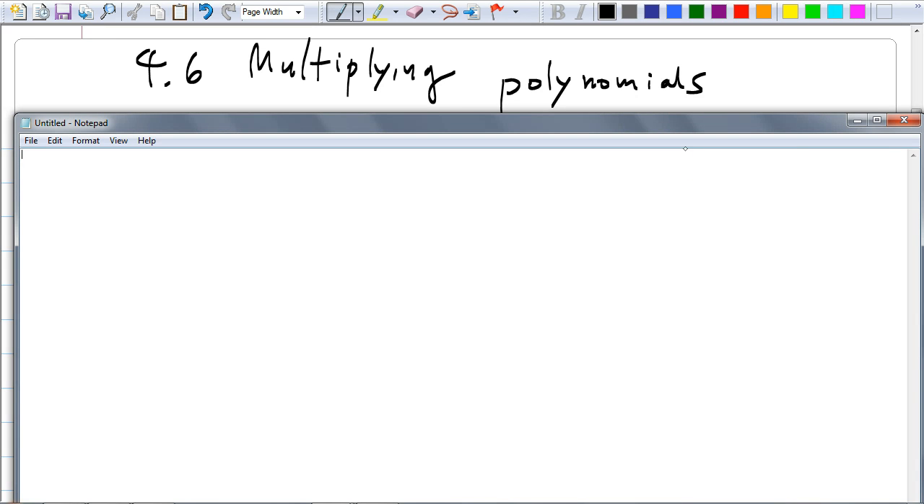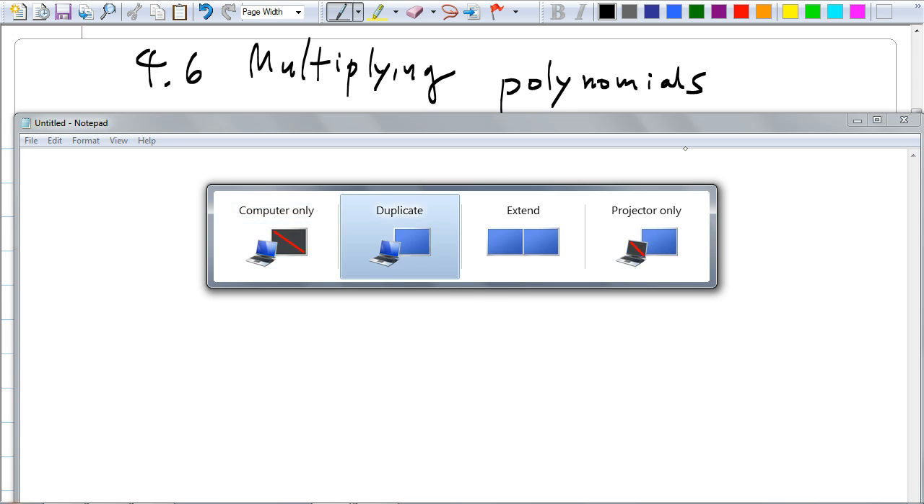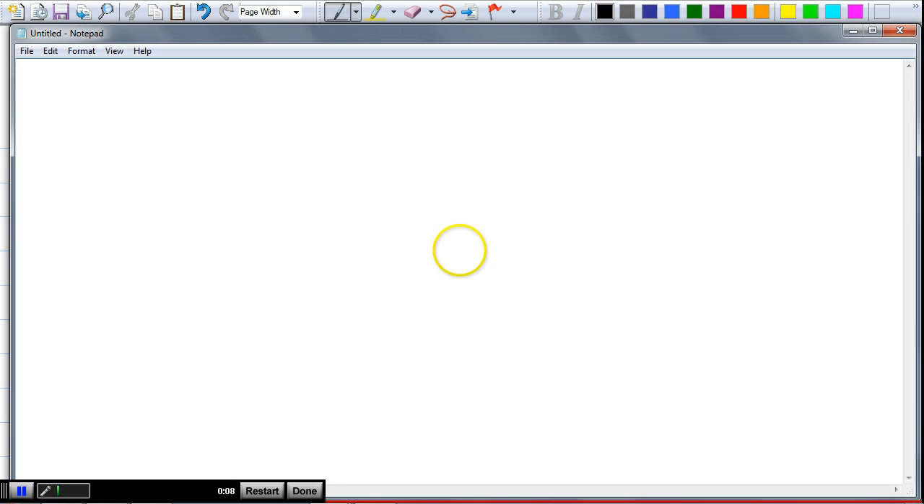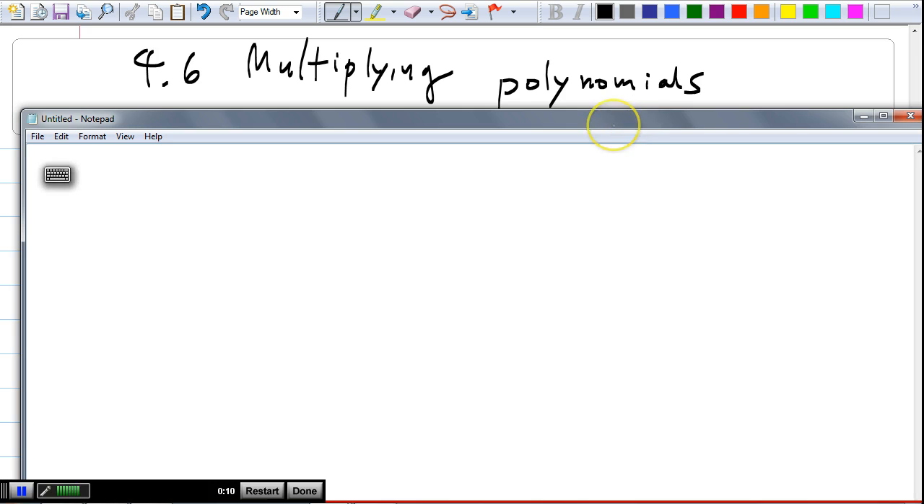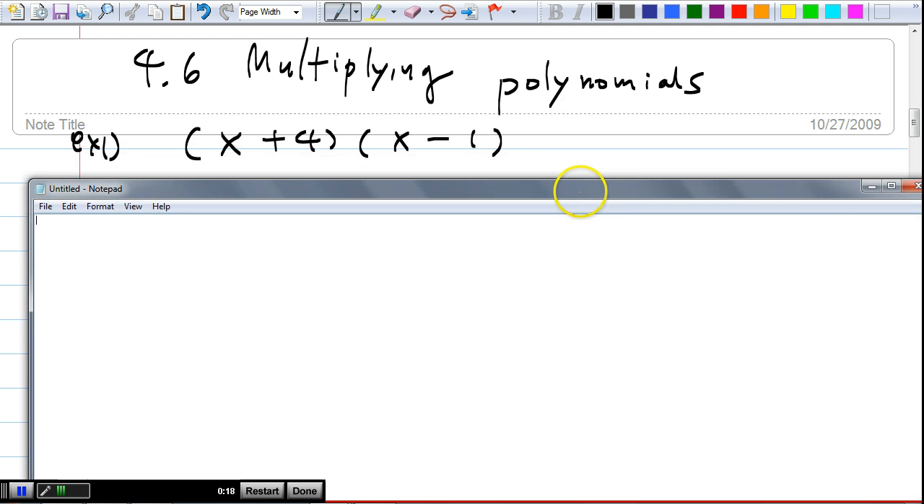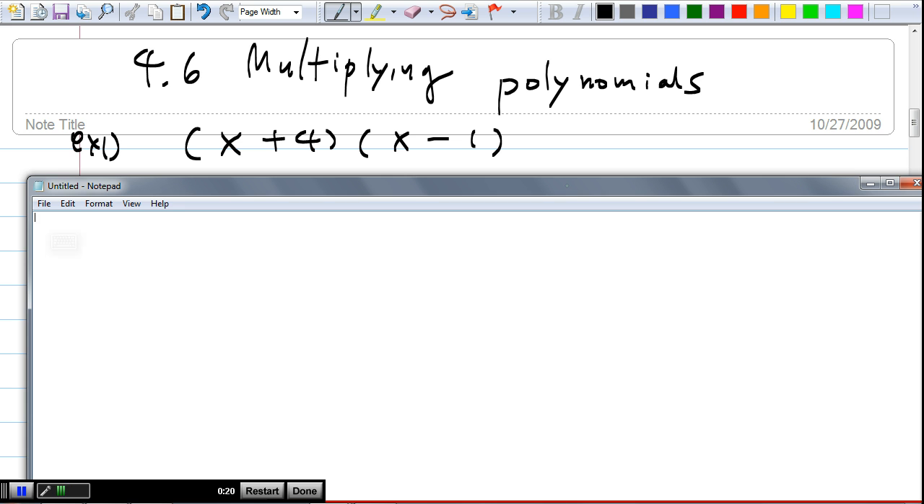So as we just talked about before, unlike yesterday, unlike last time, we're going to multiply not just monomial times polynomial, it's going to be polynomial times polynomial. So the first example I'm going to give you is something like this: x plus 4 times x minus 1.